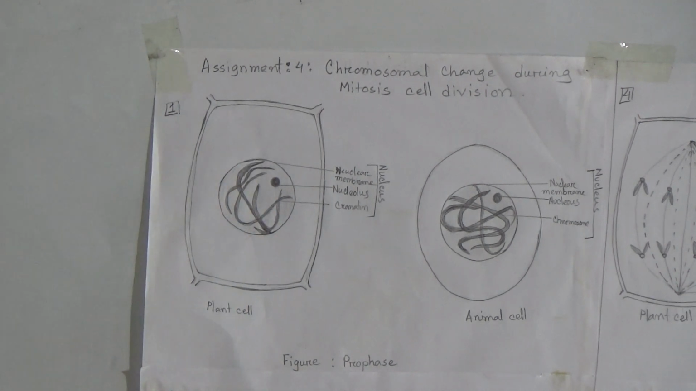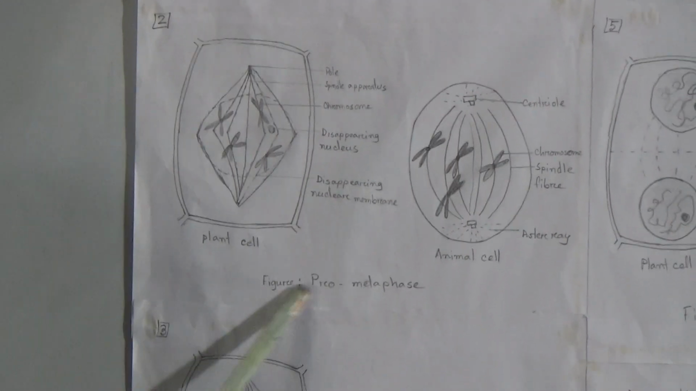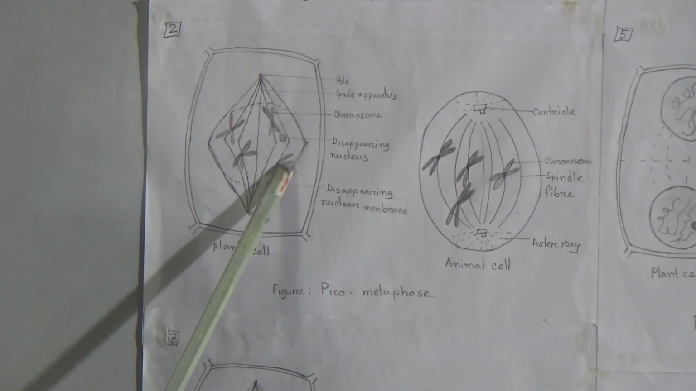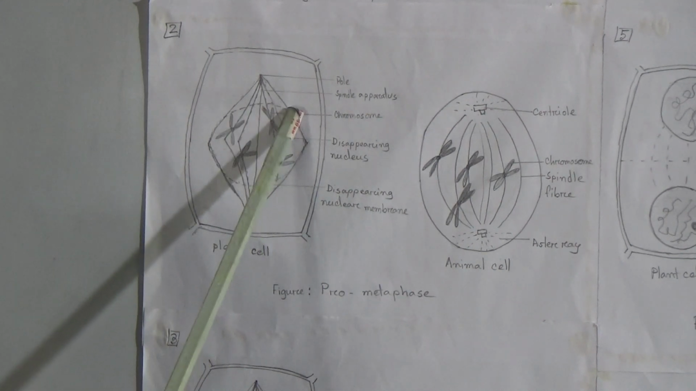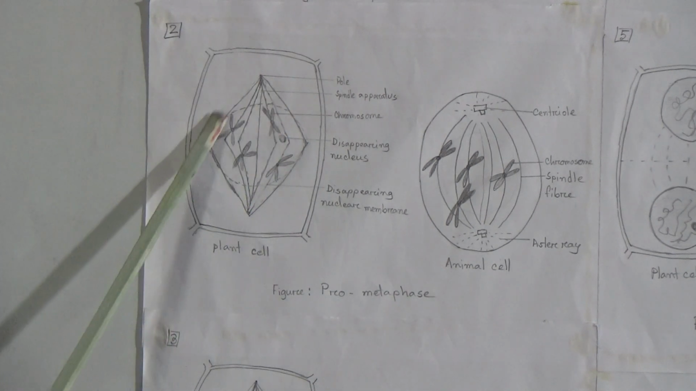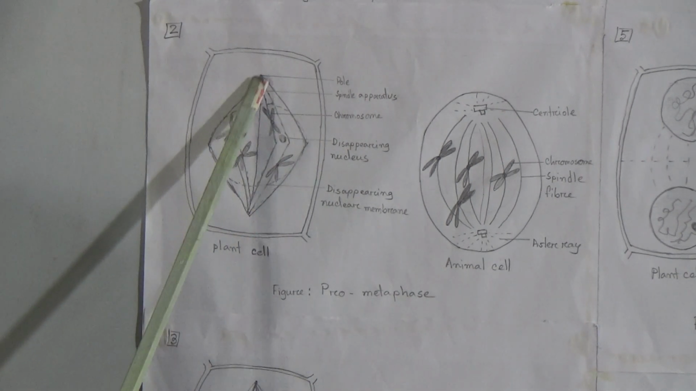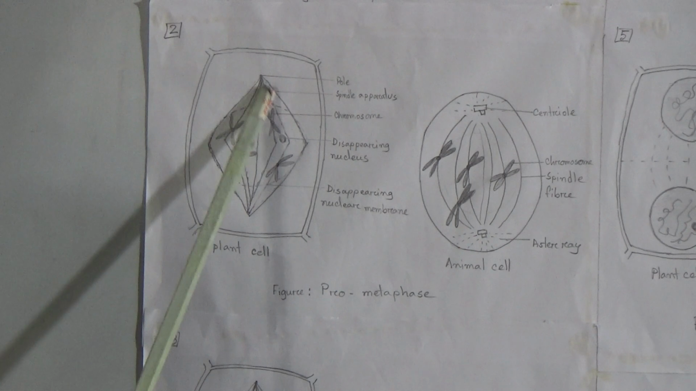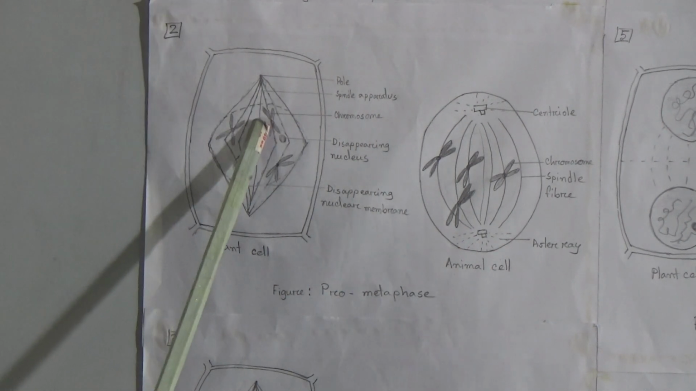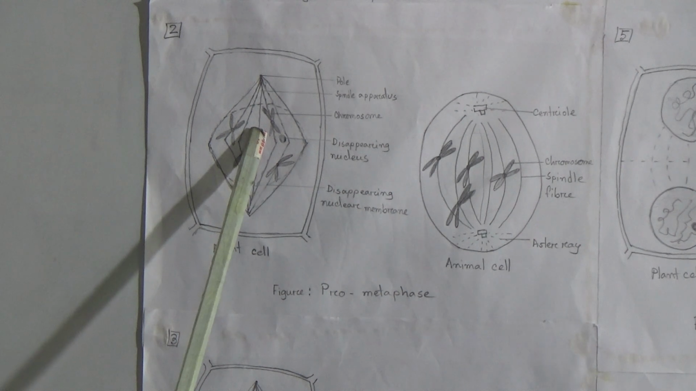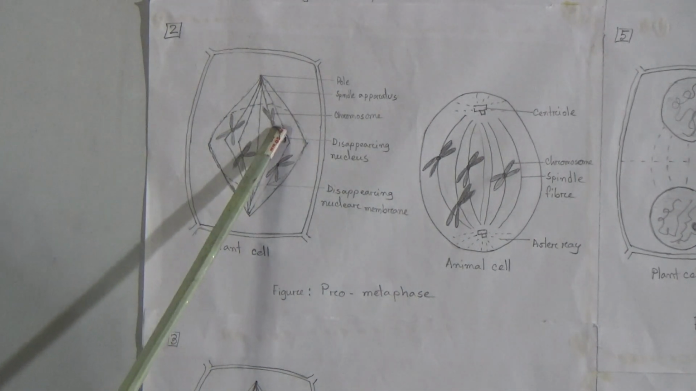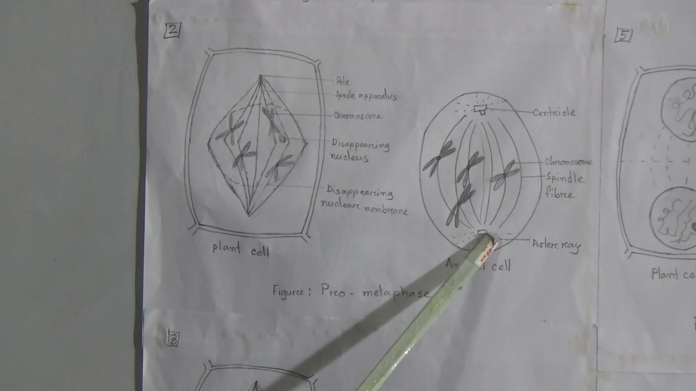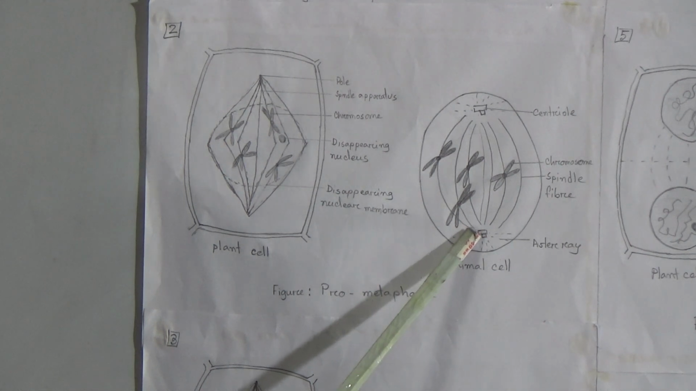Now come to the next step, step 2, the prometaphase. Look, this is the disappearing nucleolus and this is the disappearing nuclear membrane. That means the nucleus disappears, and in place of the nucleus the spindle apparatus becomes visible, and these are the poles. The spindle apparatus is created and attaches to the centromere of the chromosome. Then the chromosome is divided into two chromatids. And look, this is the animal cell, and here the aster is produced from the centriole. This part is the centriole.